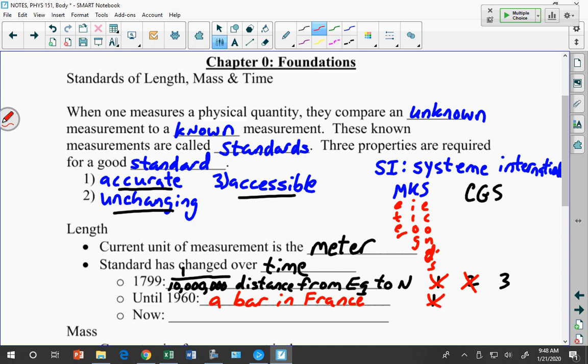Is it unchanging? You might think that it is unchanging, but in fact, it's not. We'll talk about this in relation to the standard for our mass. Not unchanging. Accessible to everybody? No, it's in France. It was under lock and key. You couldn't get in to see the bar. They made reproductions of the bar, which they made meter sticks out of, right? And those were sent all around the world, but you can't get access to the true standard for the meter. And so it misses out on all three of those. Now, the standard of measurement is the distance that light travels in a certain amount of time.